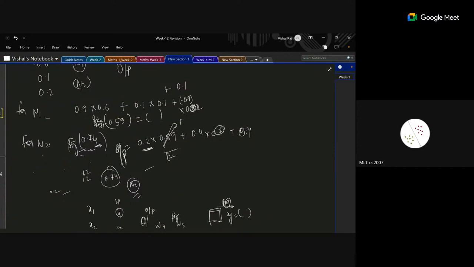This we got from N1, this we got from N2. Okay. And then we have multiplied the weight and then added the bias, and this will be your final answer. Because the output is a linear function? Yeah, the output is a linear function only. Okay, sir.